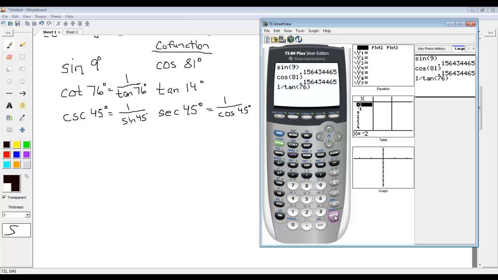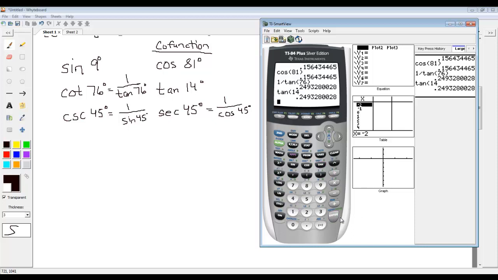Alright, 1 over tan of 76, we get this. And then if we do tan of 14, we get the same thing. So remember, cotangent of 76 and tan of 14 are cofunctions. They come out with the same value. Cosecant of 45 is 1 divided by sine of 45. We get this. Then secant of 45 is 1 divided by cosine 45. We get this, get the same thing, as expected. So that's what happens with cofunctions.